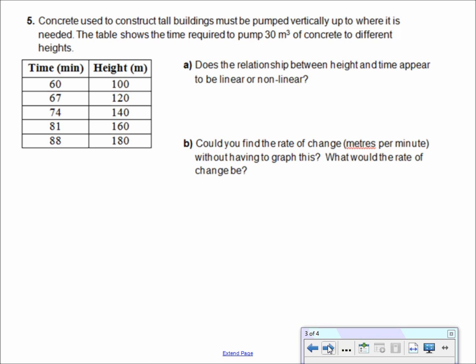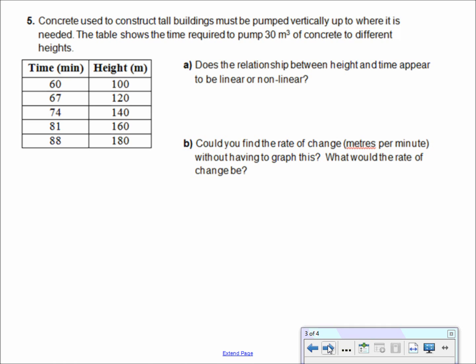Concrete used to construct tall buildings must be pumped vertically up to where it is needed. A table shows the time required to pump 30 meters cubed of concrete to different heights. Does the relationship between height and time appear to be linear or non-linear? First things first. We have time and height. Does everyone agree? In our table, that's fine.